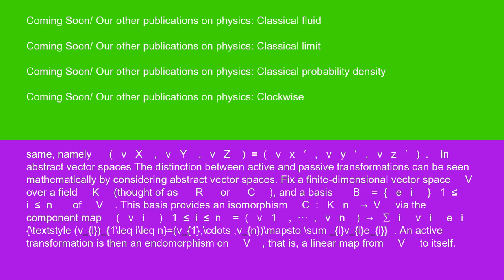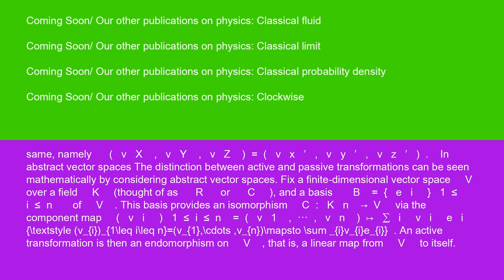Fix a finite-dimensional vector space V over a field K, thought of as R or C, and a basis B = (e_i), 1 ≤ i ≤ N, of V. This basis provides an isomorphism C from V to K^N via the component map v ↦ (v_1, ..., v_N), where v = Σ_i v_i e_i.